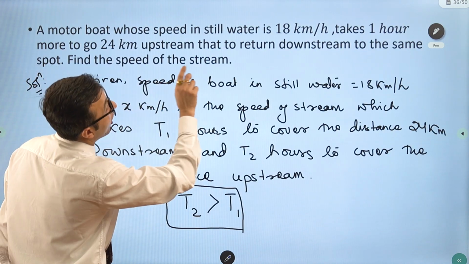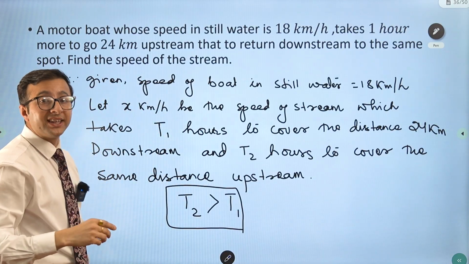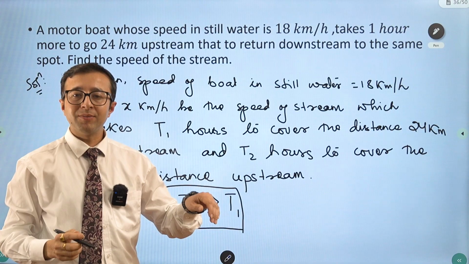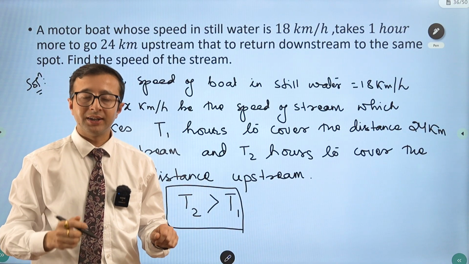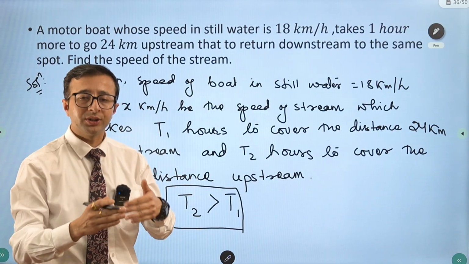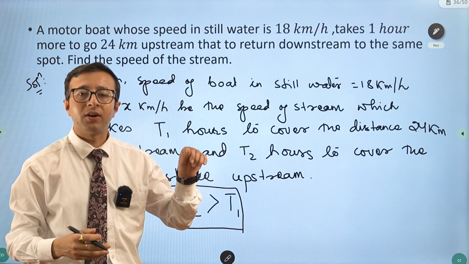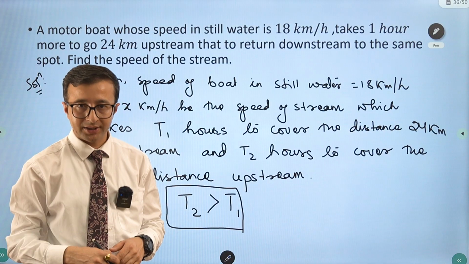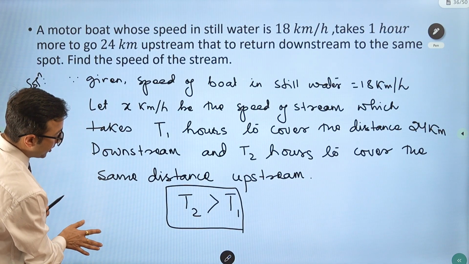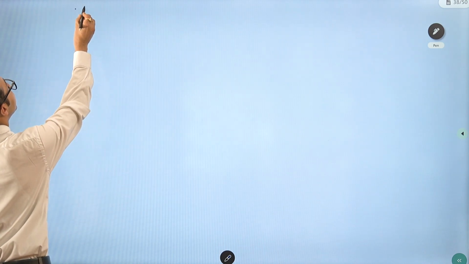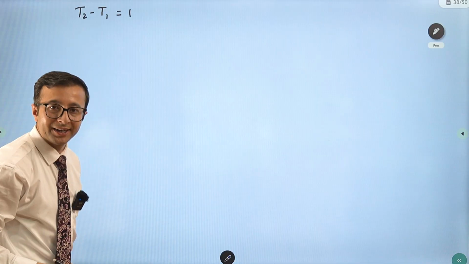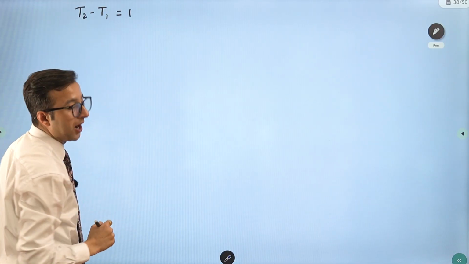Look at here. Takes 1 hour more. That means the difference of time is 1 hour. Suppose the time to go downstream is 4 hours, then the time to go upstream is 5 hours. That is what this question wants to explain. So the difference of time to go upstream and downstream is 1. Which one is bigger? T2 is bigger than T1. So definitely T2 minus T1 is equal to 1. That is the difference. This is the main part.